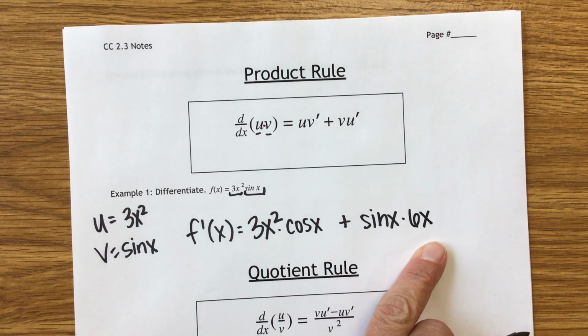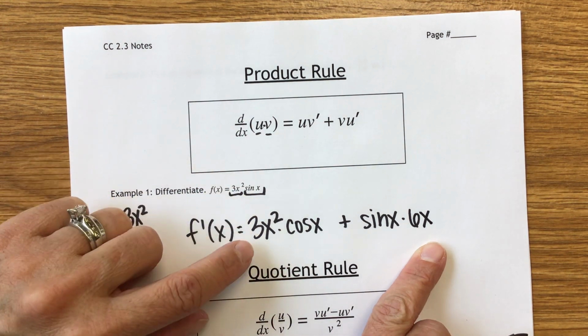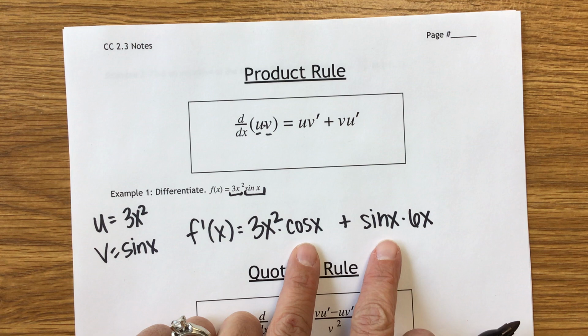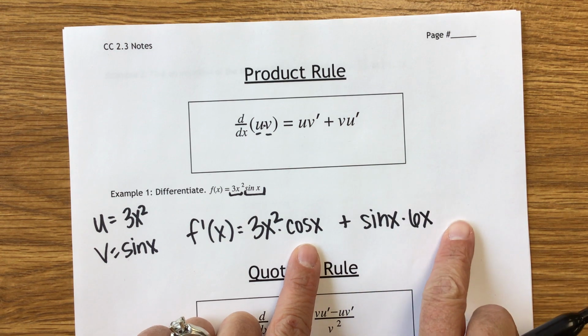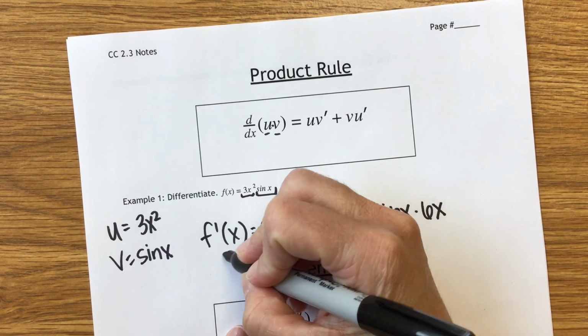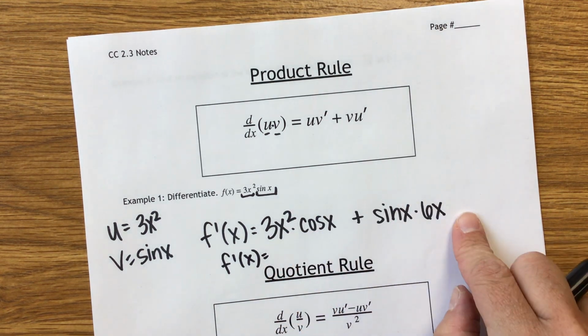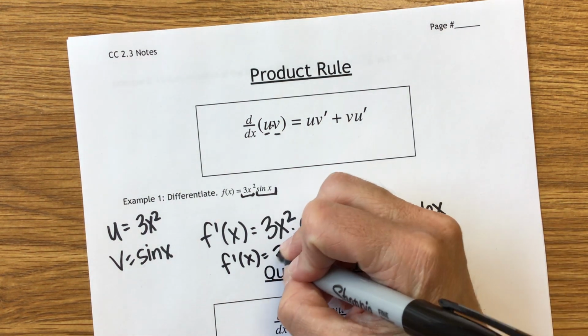This is the derivative of this. It's pretty much done. There's nothing you can do to simplify it. The only thing that I would recommend is writing your trig functions behind everything else. So I am going to rewrite this. This is fine. I'm going to put the sine of x behind the 6x.